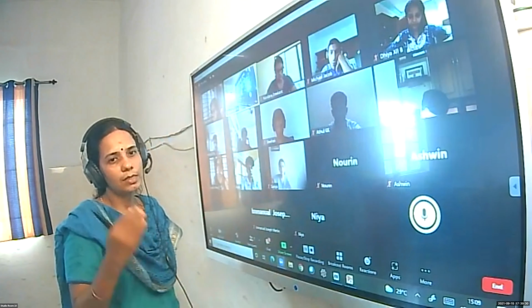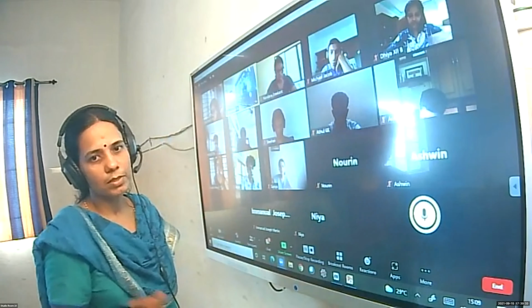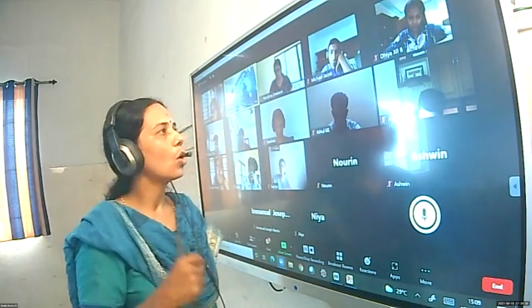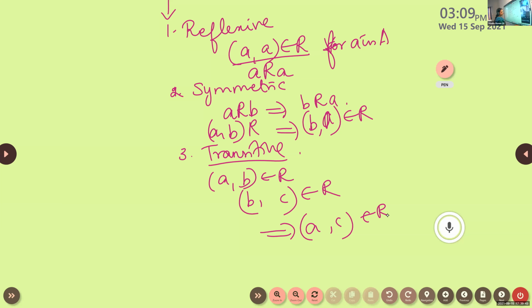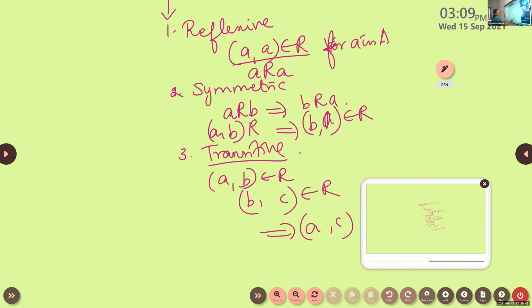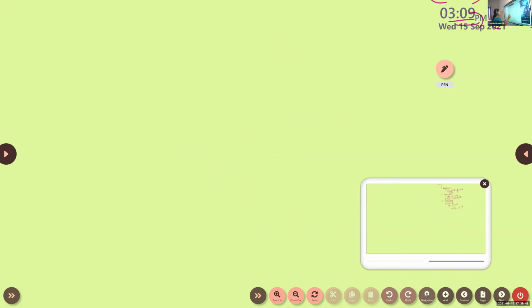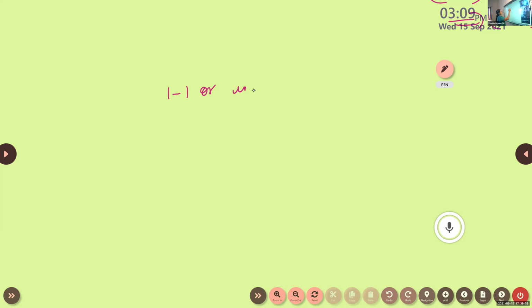Next, we are dividing functions into two types: one-one function and onto function. One-one function means, when will you say a function is one-one? One-one is otherwise called an injective function. That means distinct elements in the domain have distinct images.